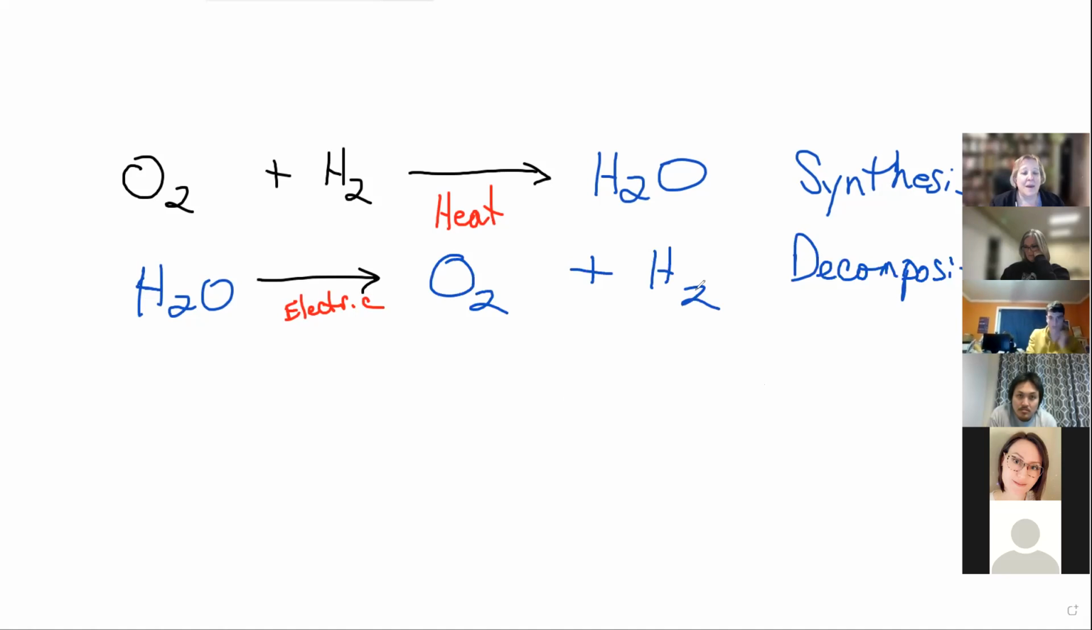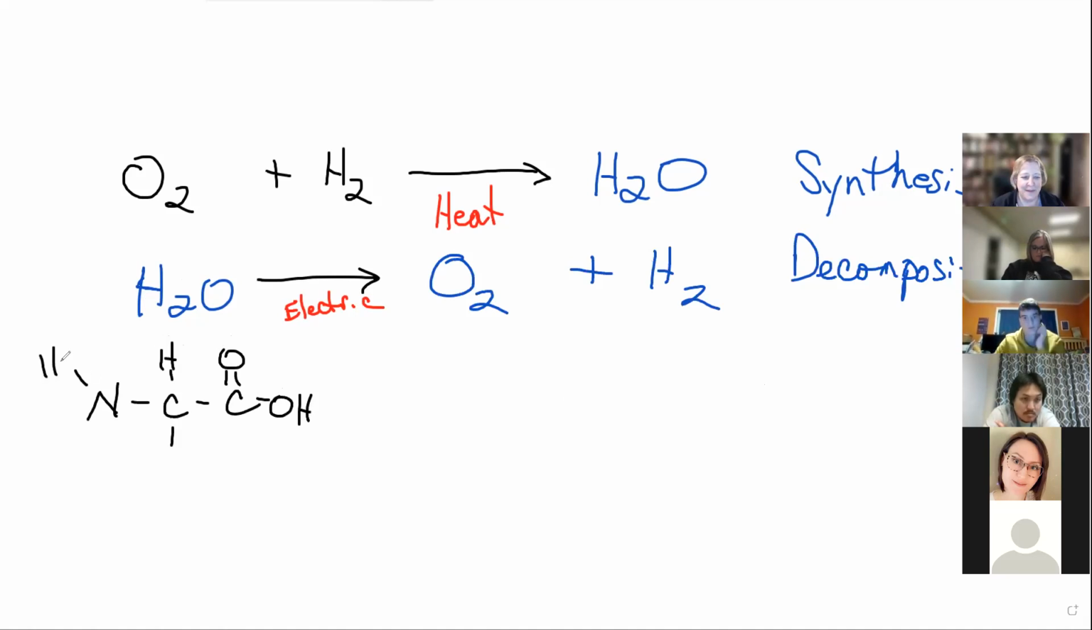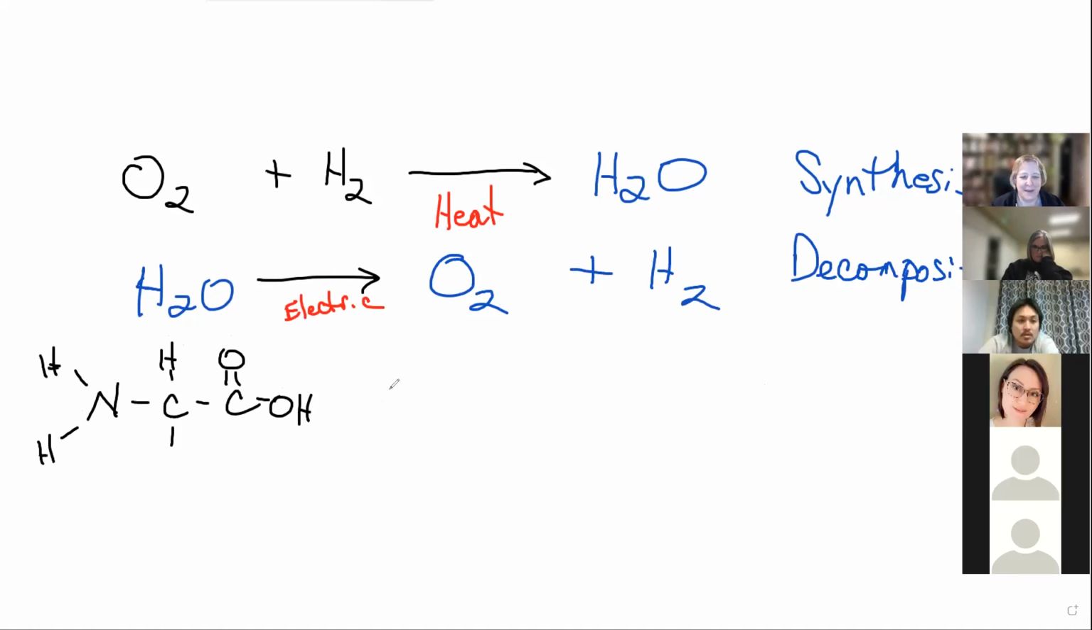Okay. All right, let's do something a little more complicated. Let's say I've got an amino acid. Through nutrition, you guys have probably heard of amino acids. Amino acids make up what? Starts with a P. Protein. Protein, very good. So if you're into bodybuilding, you probably take amino acid supplements.